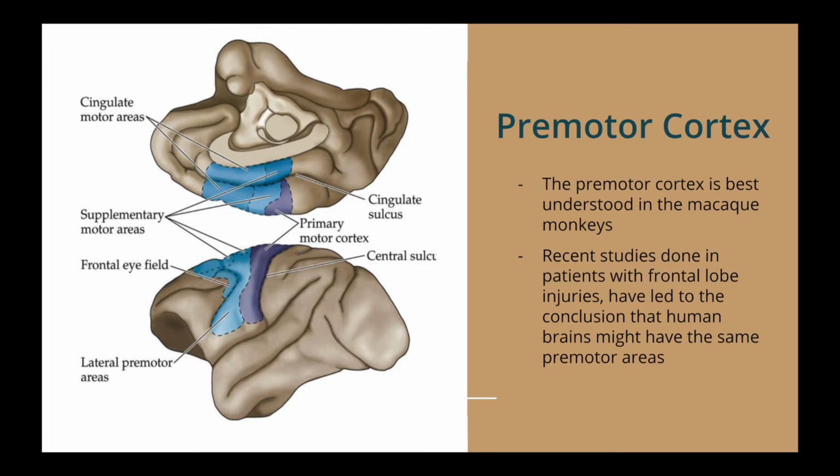Turning to the premotor cortex, which is shown in this picture as being represented by the blue regions, and the purple is what we just talked about, which is the primary motor cortex. So the premotor cortex is best understood in studies done with macaque monkeys, and up until recently, with studies done on patients presenting with frontal lobe injuries. We have just now been able to conclude that human brains might actually have the same premotor areas that we have always seen in the macaque monkeys.